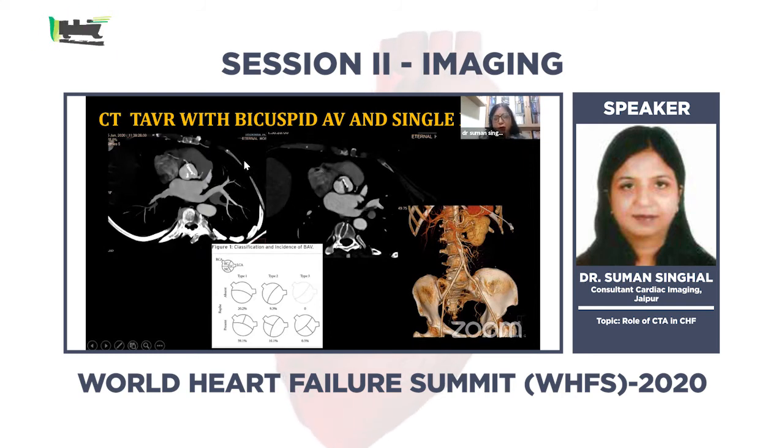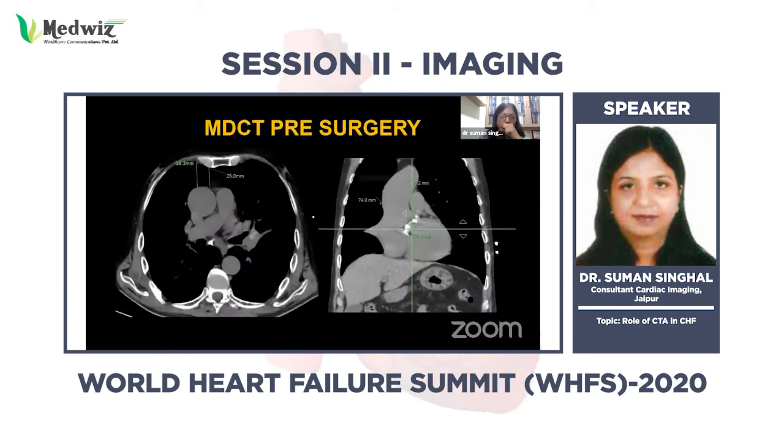This was a patient of TAVR which we had done at our place. We could easily see that this was a type 1 bicuspid aortic valve, and incidentally, we even found that the patient had a single kidney. So along with the heart, you get all the details. One patient had in fact a tumor in the kidney. So that was one thing we were not knowing, and the patient had come for TAVR. So it gives us a lot of extra cardiac information as well.